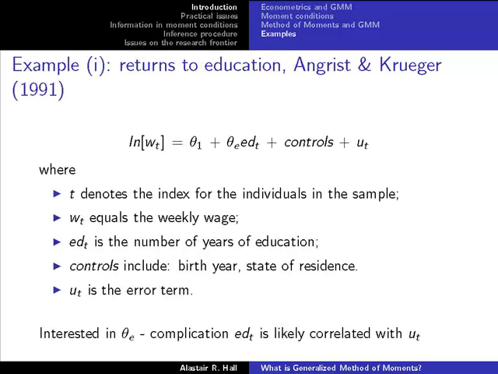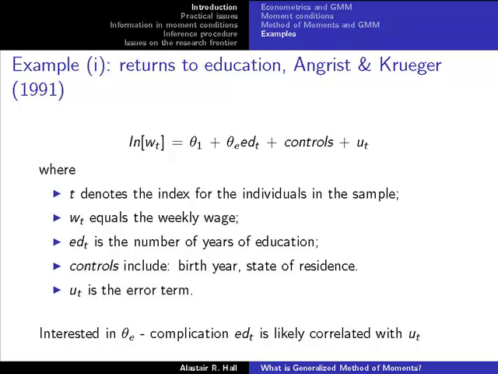Okay. Two examples just to illustrate the kind of things that econometricians have used this method to analyze, and just to give you examples of the types of moment conditions that arise in economic analysis. One is a returns to education example, a paper by Angrist and Krueger in the Quarterly Journal of Economics.